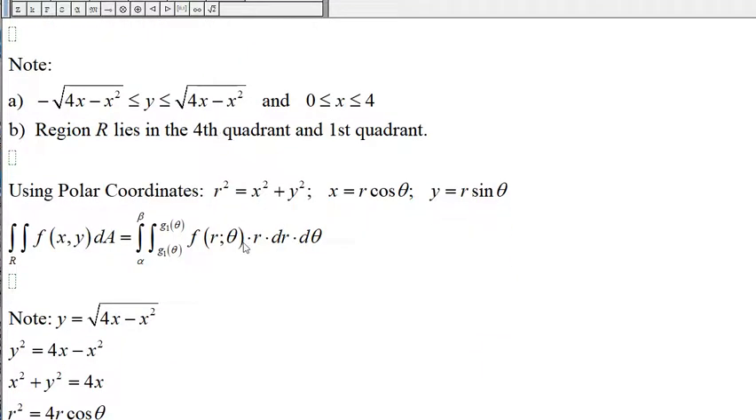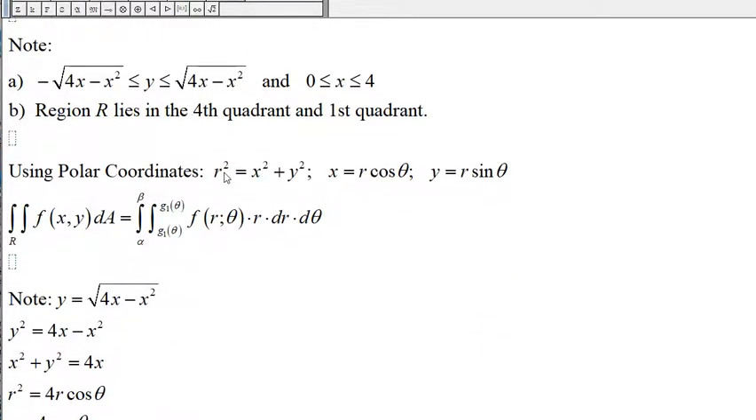The relationship between the rectangular system and the polar coordinate system is r squared equal to x squared plus y squared, x is equal to r cosine of theta, y is equal to r sine of theta. This is the double integral in the rectangular system. The corresponding double integral in the polar coordinate system is this.